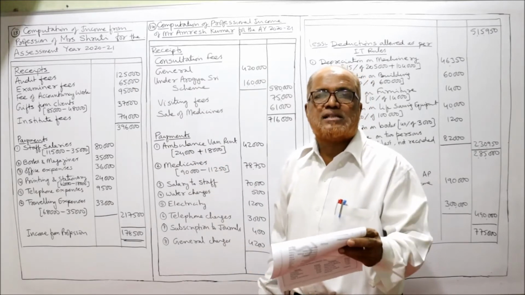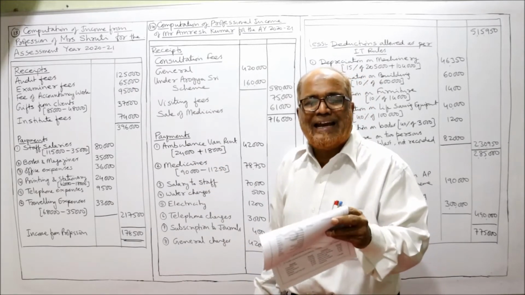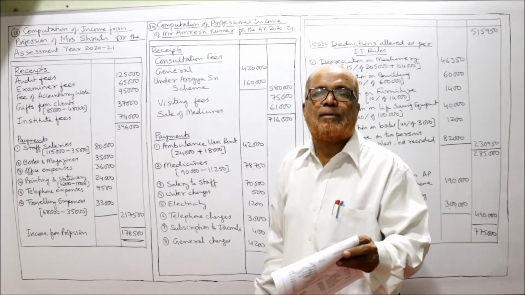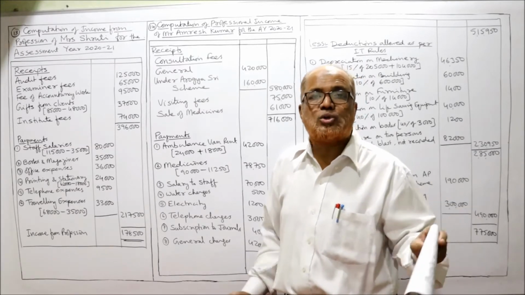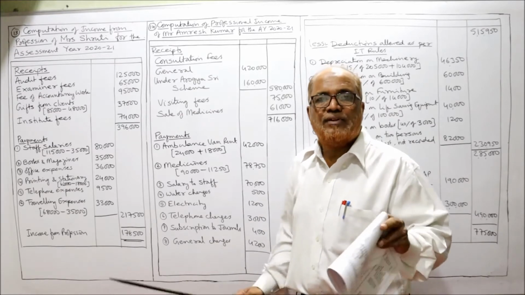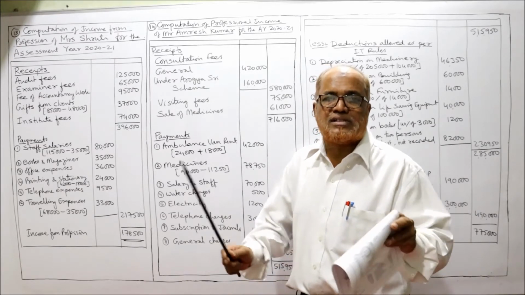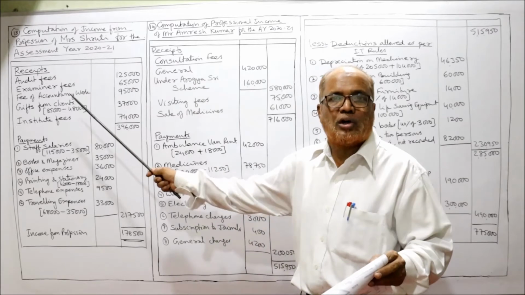Dividend is not taxable. Dividend received from Indian companies are exempted from tax. So in the working note you should write this sentence: dividend is exempted from tax if received from Indian companies. We should not take it.